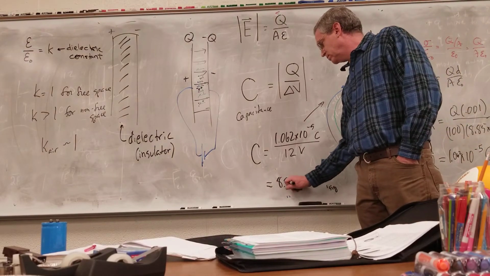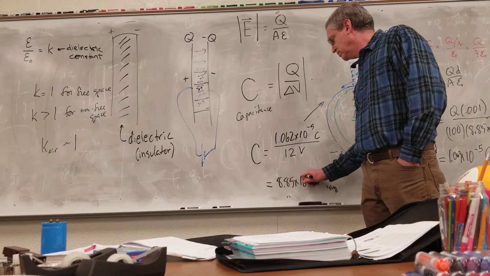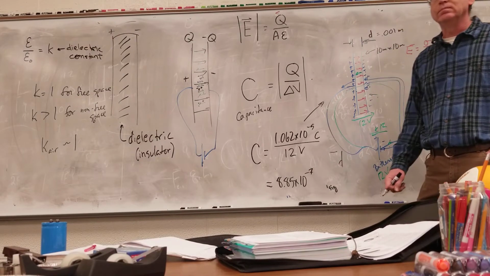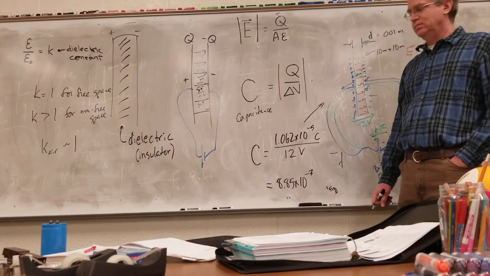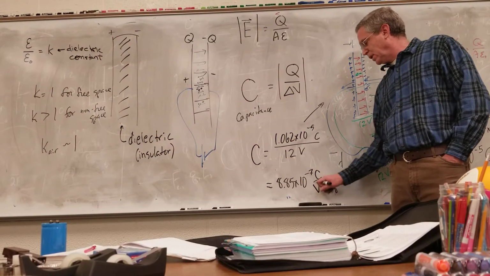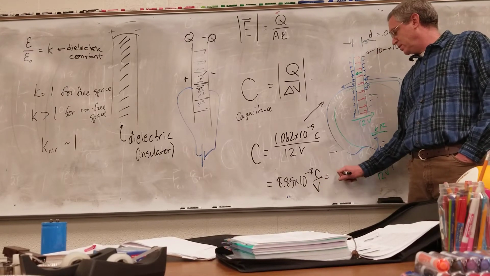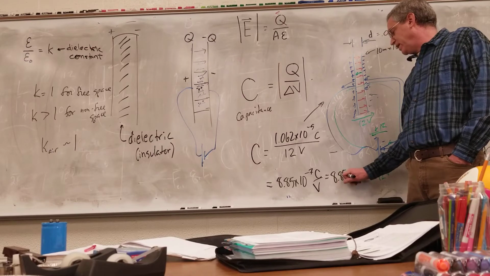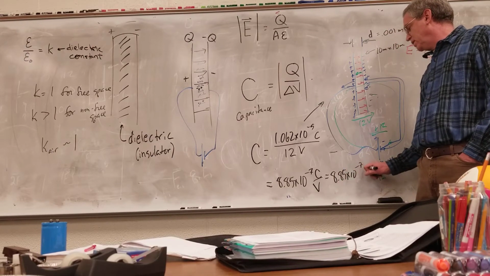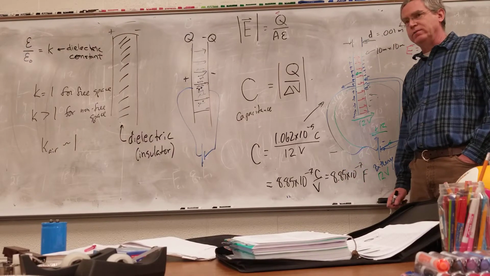8.85 times 10 to the negative 7. Units? Coulombs per volt. Which is too much for physicists to write, so they came up with a one-letter thing: 8.85 times 10 to the negative 7th farads.